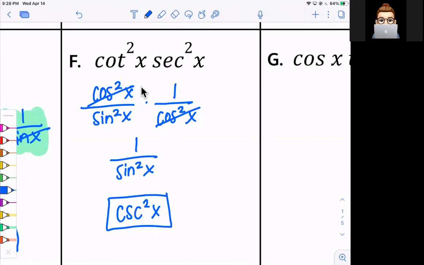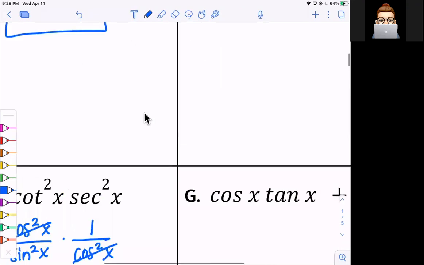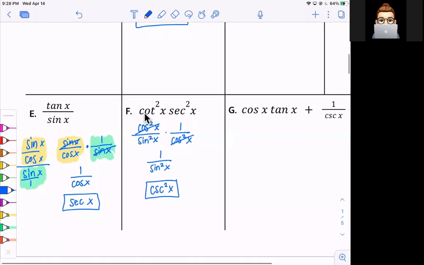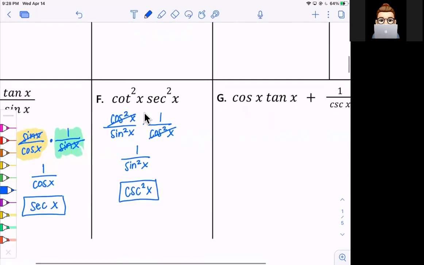I'm going pretty fast because I have them memorized, but don't be afraid to keep your little cheat sheet open. That will be totally fine and it'll help you out in getting there.